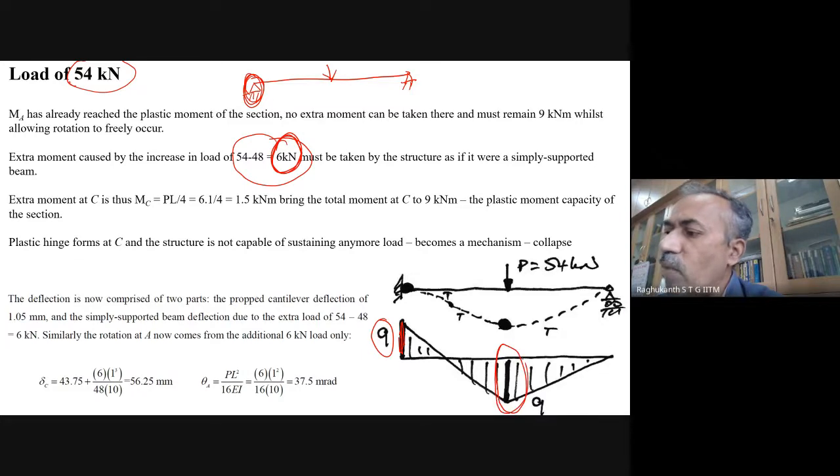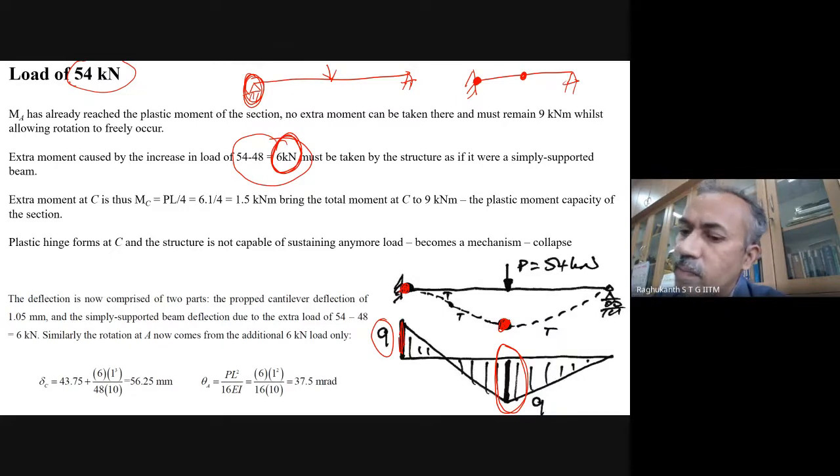Here also the bending moment has come to 9 kilonewton meter. So now here also a hinge has formed. Now what will happen to this beam? Two hinges have formed. So here you have a hinge, here also you have a hinge action, and if you increase the load some more, what will happen?